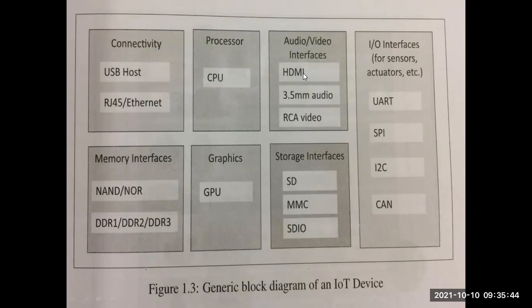Audio video interface: right now all the devices need an audio video interface. Purely in the initial stages, only data could be read and sent. But right now, almost all devices need an audio video interface for sending and receiving audio signals and video signals. This is HDMI, 3.5 mm audio, and RCA video. This is a general block diagram of an IoT device, consisting of the basic thing, a processor, with an internet connection.